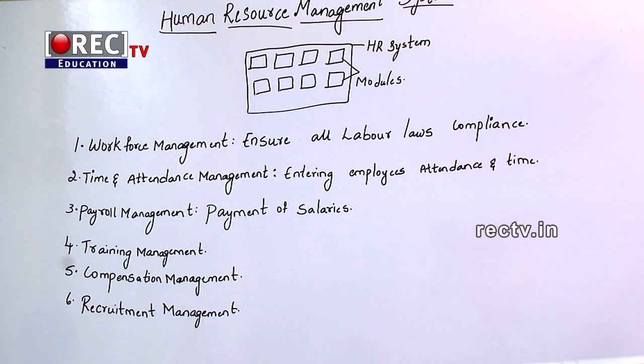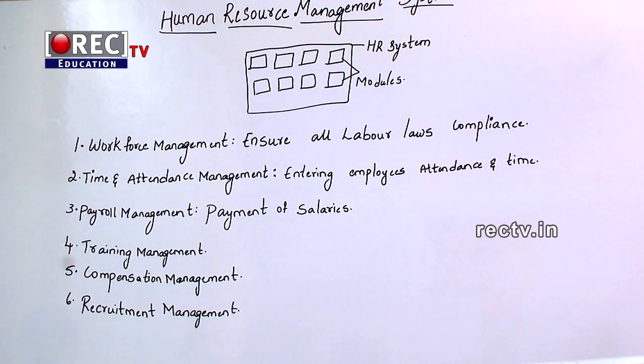The next module in HR software is time and attendance management. In this module, the time and attendance of the employees are recorded. Here, employees will be given a card and when they swipe it, it will be entered in the HR software. The third module in HR software is payroll management. It records all the data regarding the payment of salaries to the employees.